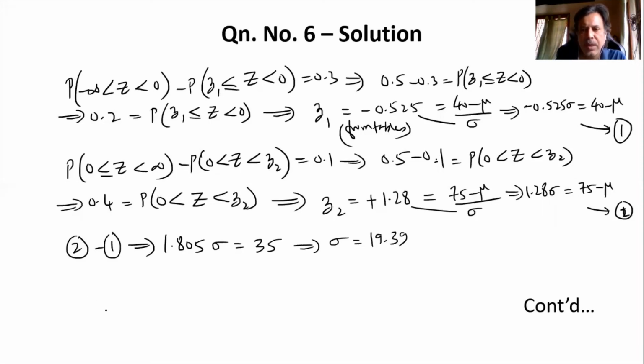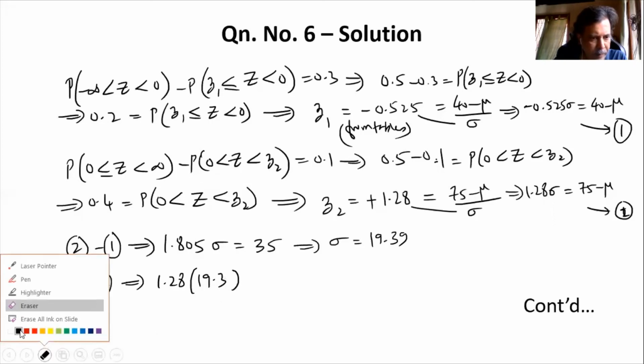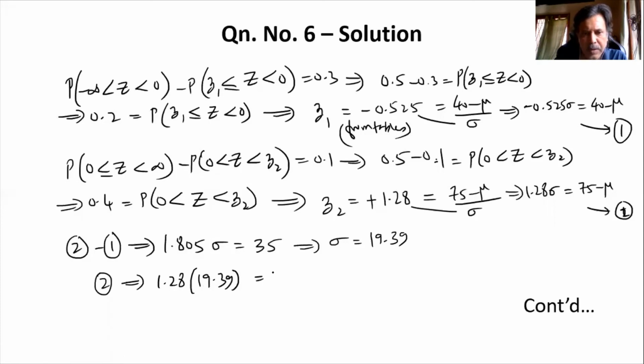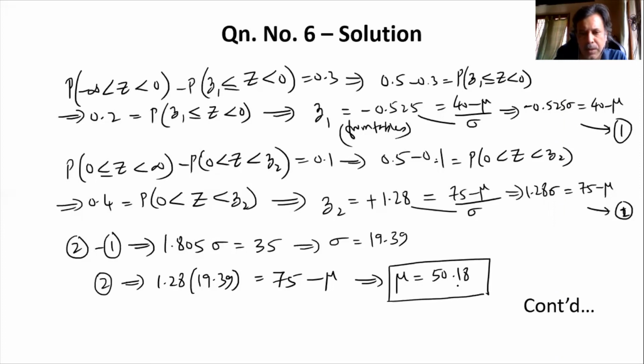Now let us find out the mu value. Let me consider the second equation: 1.28 times sigma. We already found sigma, so let us substitute it: 19.39 will be equal to 75 minus mu. From this, we calculate the mu value as 50.18. So this is our mu and this is our sigma, right? That is what we were supposed to find, which we found.